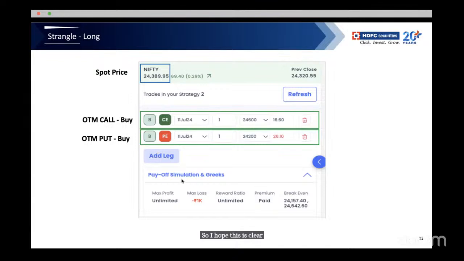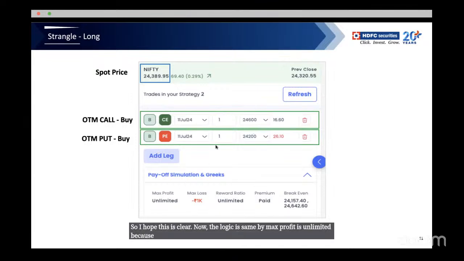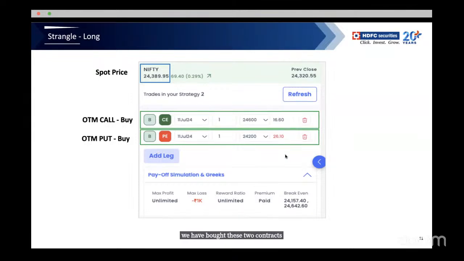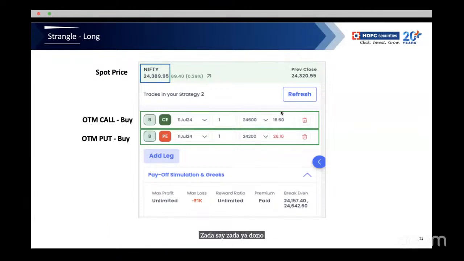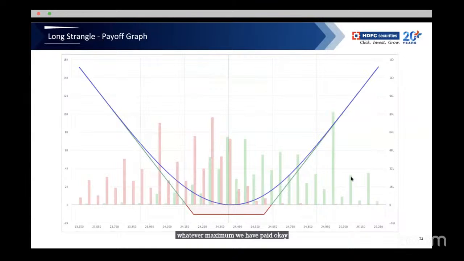Now the logic is same. Why is max profit unlimited? Because we have bought these two contracts and either of the contracts has a potential of unlimited growth over here. Okay, and max loss 1,000, because maximum how much can we lose? At most, we can lose as much premium as we have paid for both these options. So maximum loss is whatever maximum we have paid. Okay, now this is the payoff graph.